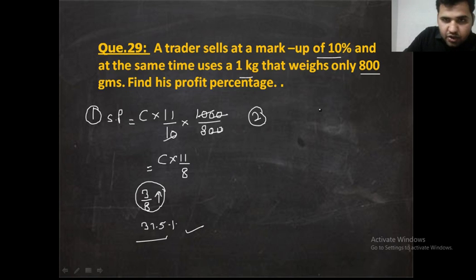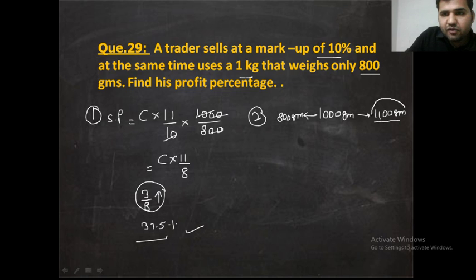That means if a customer goes to purchase 1000 grams of product, he will have a 10% markup applied, so he has to pay for 1100 grams, right? He will take the money for 1100 grams instead of 1000 grams, only then the 10% markup applies. But what weight did he actually use? He is using a weight of 800 grams only. So now he is using a weight of 800 grams and getting the money for 1100 grams.